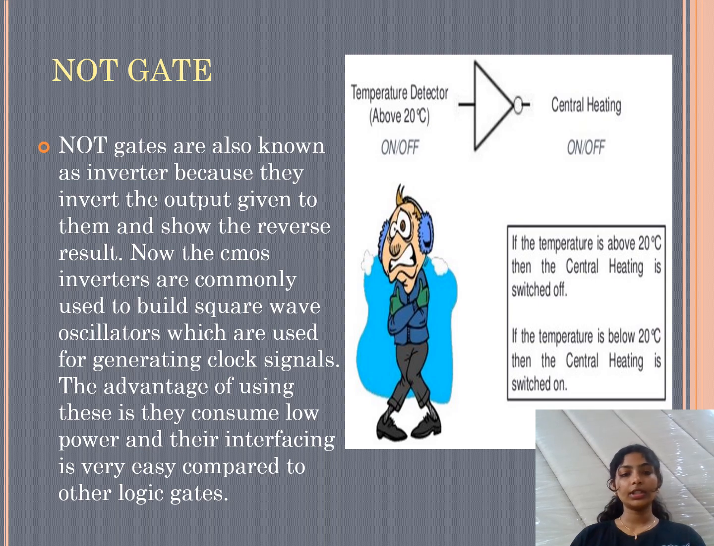NOT gate. NOT gates are also known as inverters because they invert the input given to them and show the reverse result. Now the CMOS inverters are commonly used to build square wave oscillators which are used for generating clock signals. The advantage of using these is they consume low power and their interfacing is very easy compared to other logic gates.